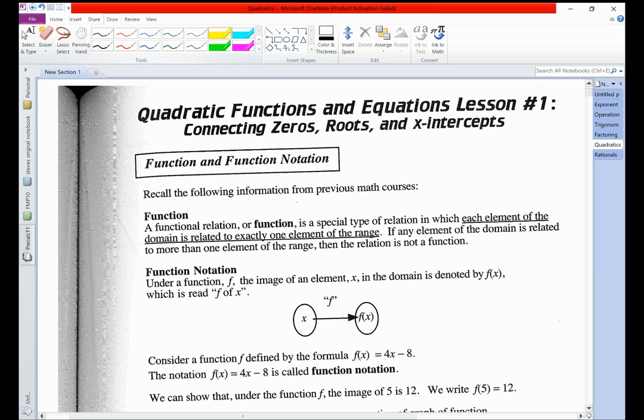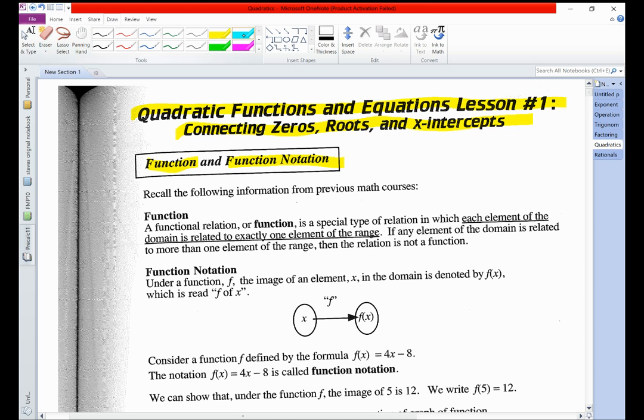Welcome everybody to Quadratic Functions and Equations lesson number 1. Today we are looking at connecting zeros, roots, and x-intercepts. So today I want to start with looking at functions and function notation. This is a review of grade 10.